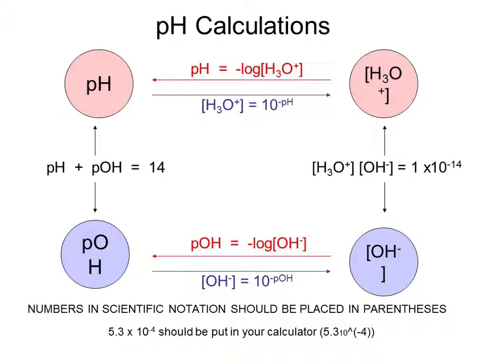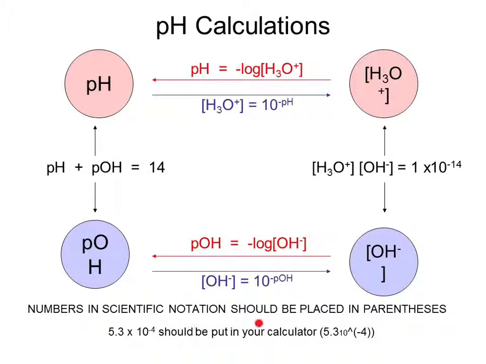The other way is this thing called pOH. Now, pH is what we normally talk about, but the other opposite thing that you can talk about is pOH. And the pOH is just the negative log of the OH minus concentration. Same thing as the other one. And if you wanted to get the concentration of the OH, it's 10 raised to the minus pOH.